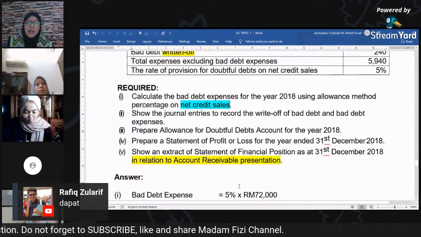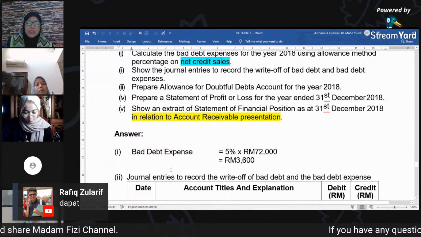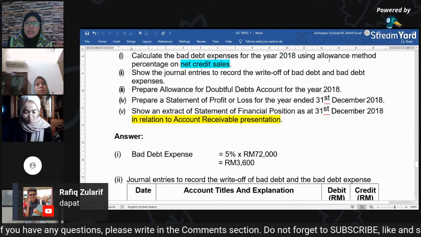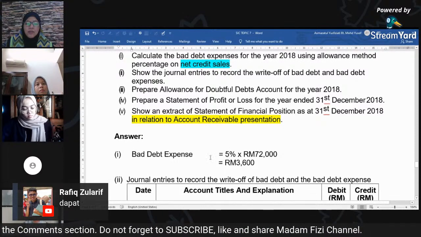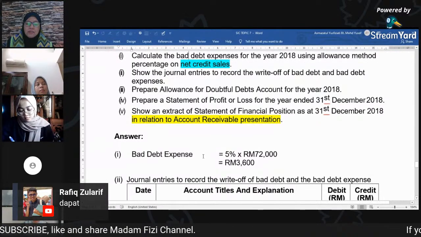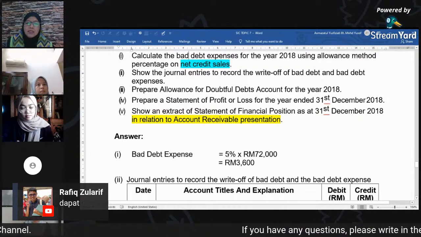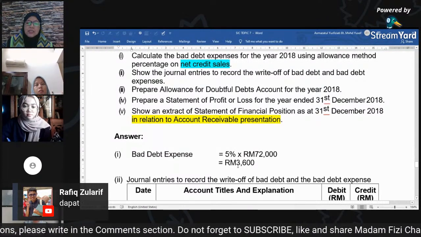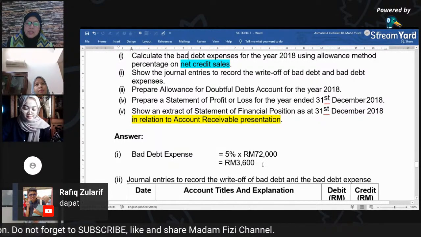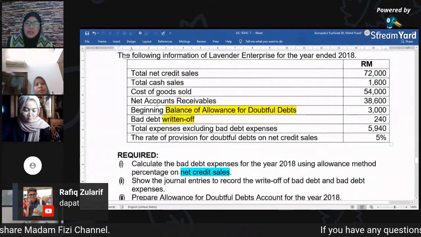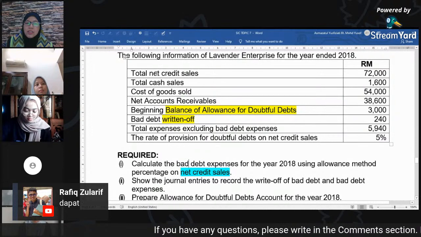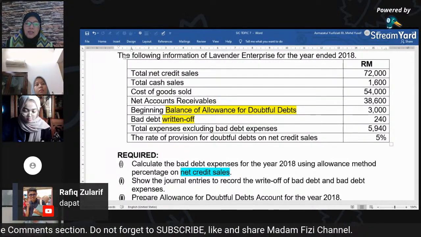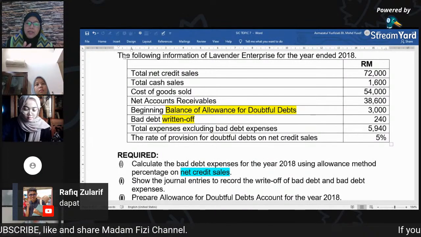Okay, now we look at the answer. For answer 1 Roman, calculate the bad debt expenses for the year 2018 using allowance method percentage on net credit sales. Okay, from the question, to calculate the bad debt is very simple. We can see that the net credit sales is 72,000 and the percentage is 5%. So the answer is 3,600. Okay, very simple. When it already gives you the net credit sales, you don't have to minus discounts or return of sales. Because it is already given as net, there's no need to deduct anything more.